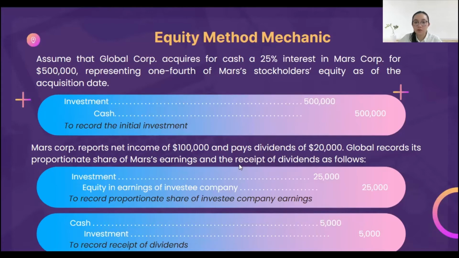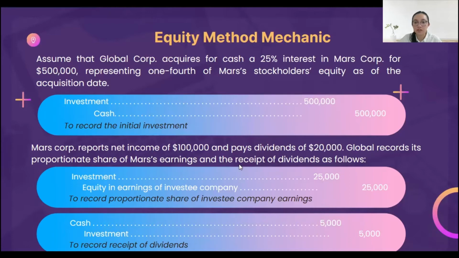To record the proportionate share of investee company earnings, Global should calculate it by multiplying 100,000 by 25%, and the result is 25,000. So the earnings from the proportionate share in Mars of Global Corporation is 25,000.